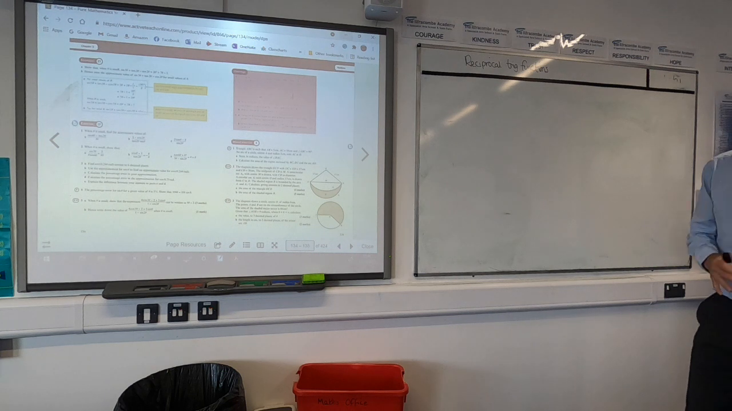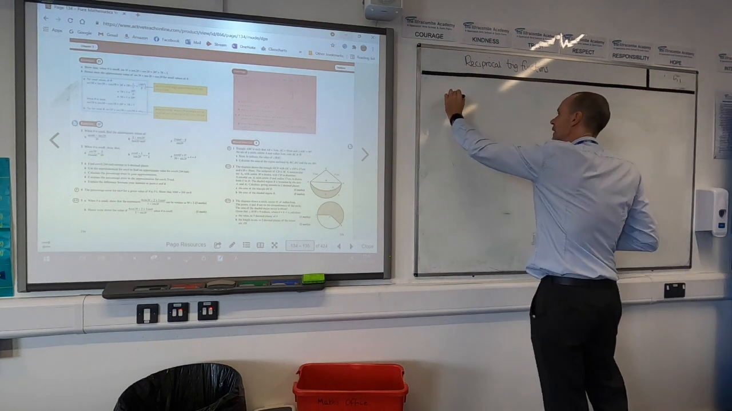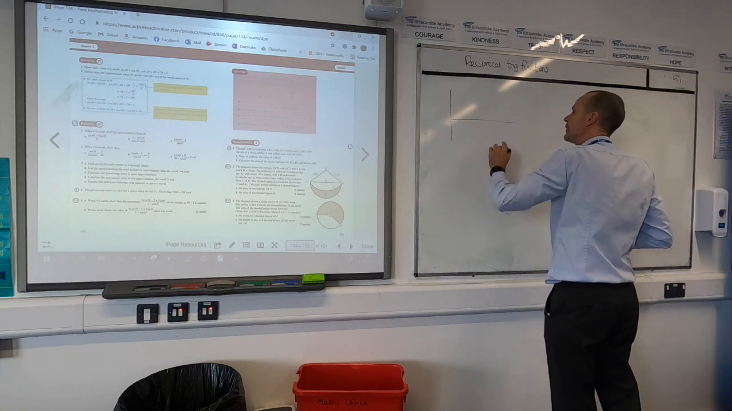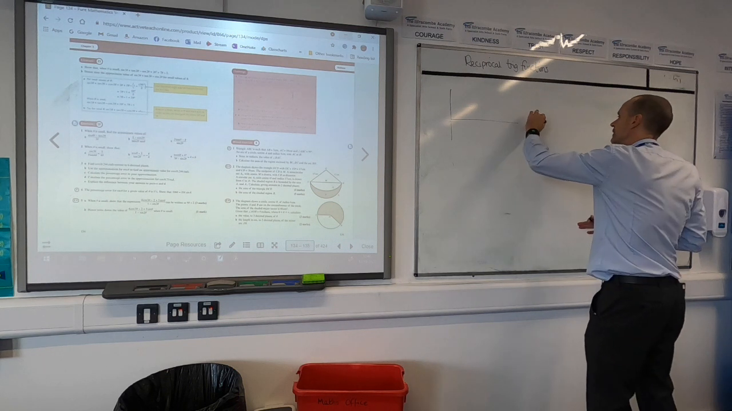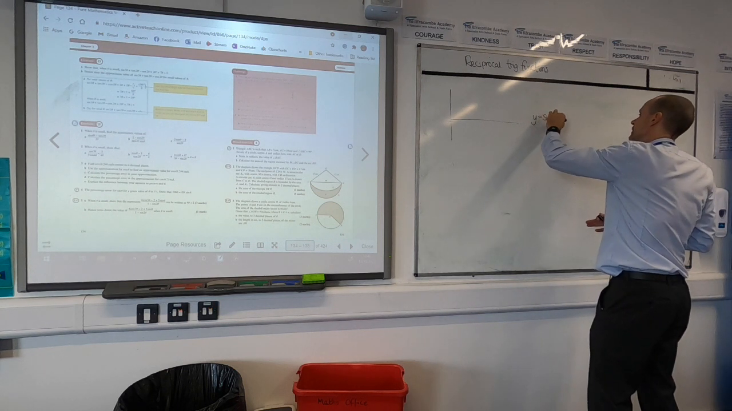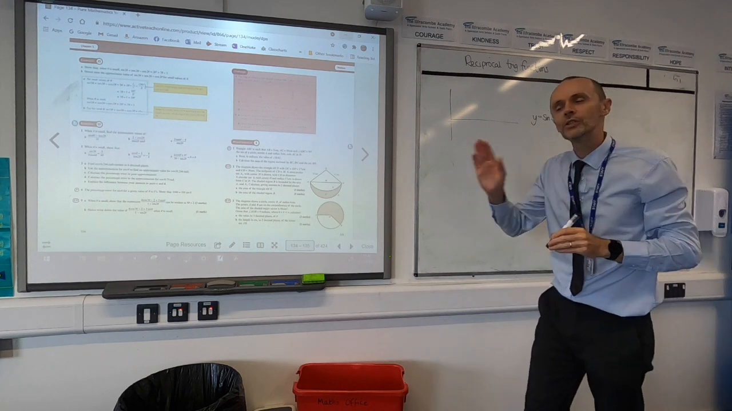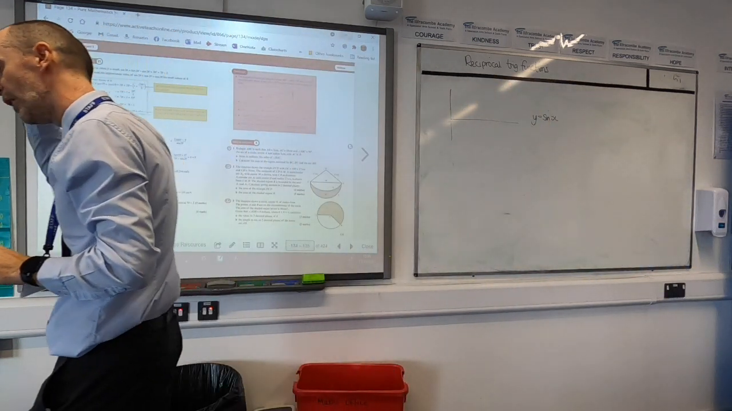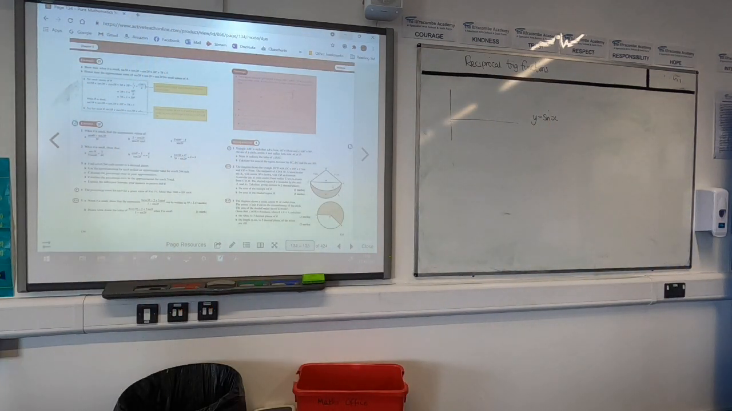So I've given you all a whiteboard, and I'd be grateful if on that whiteboard you could sketch the graph of sine x between 0 and 2 pi. So just sketch the graph of sine x between 0 and 2 pi.